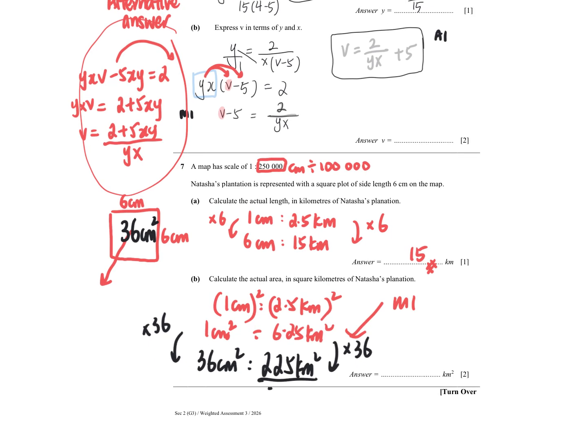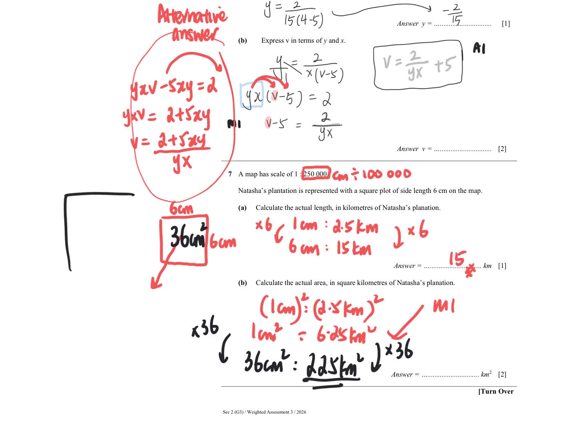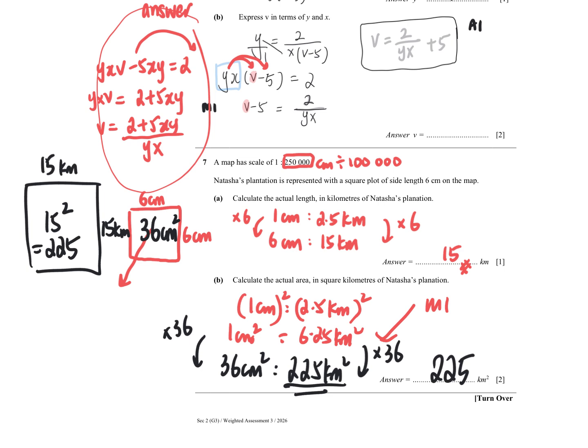Or if you think of it as this one, the actual one is 15 kilometers by 15 kilometers, then it's 15 kilometers square. Also can. So no matter what, I need to see this. Okay, so all these we have done before.